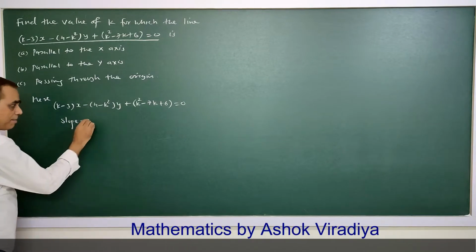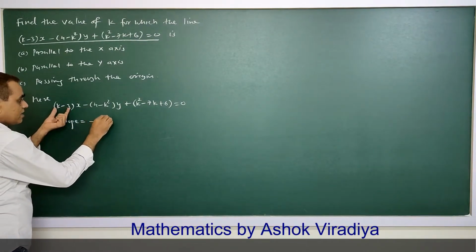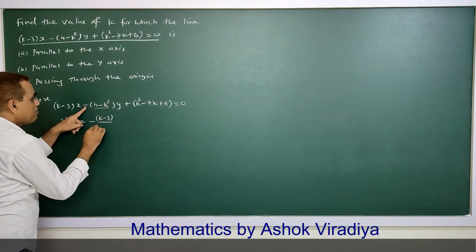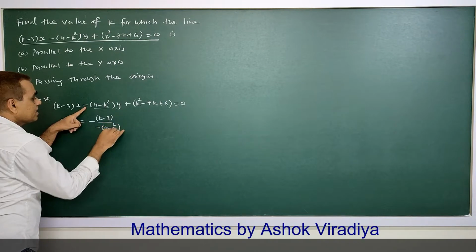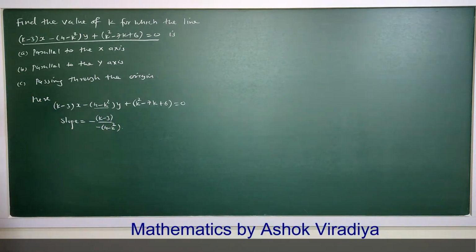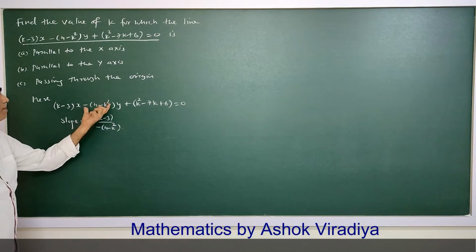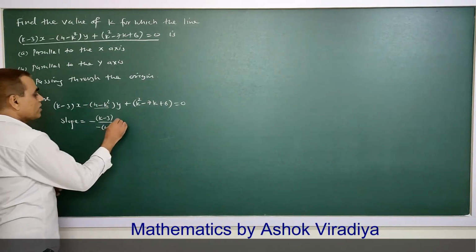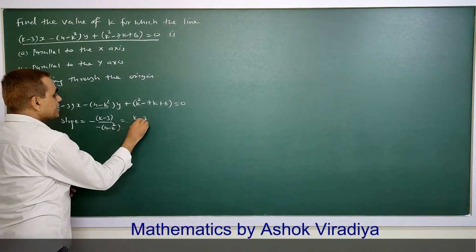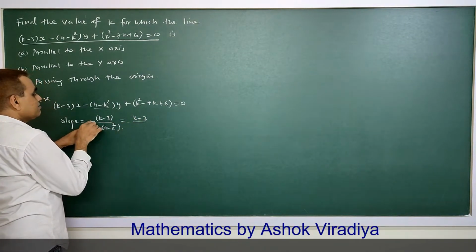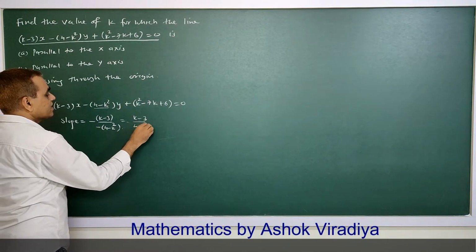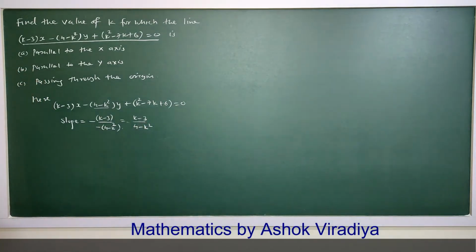Slope is minus a upon b. B is minus (4 minus k square). Slope is minus a upon b, where b is the coefficient of y. So it is equal to (k minus 3) upon, say this minus, we are minus minus we are taking plus, so 4 minus k square. This is the slope of this line. Now see the answer of the first question.